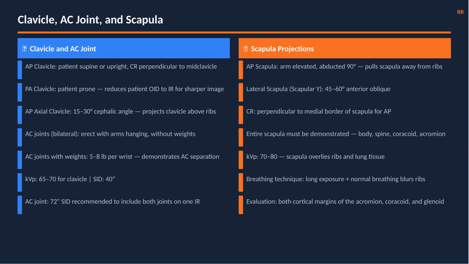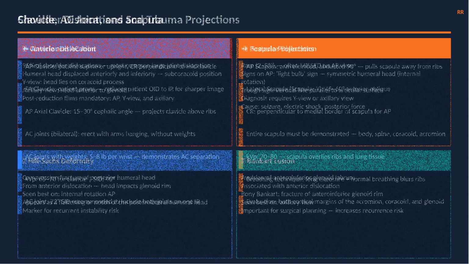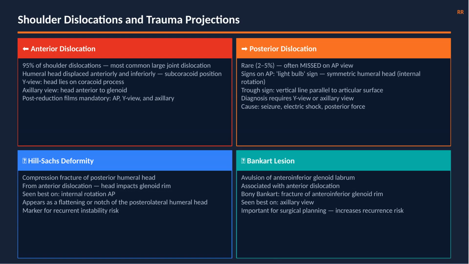Scapula. AP scapula. Arm elevated and abducted 90 degrees. This pulls the scapula away from the rib cage. KVP: 70 to 80 because the scapula overlies ribs and lung tissue. A breathing technique can be used. Long exposure during normal breathing blurs the ribs while the scapula remains sharp. Lateral scapula is the Y view. Both views must demonstrate the entire scapula: body, spine, coracoid, acromion, and glenoid.